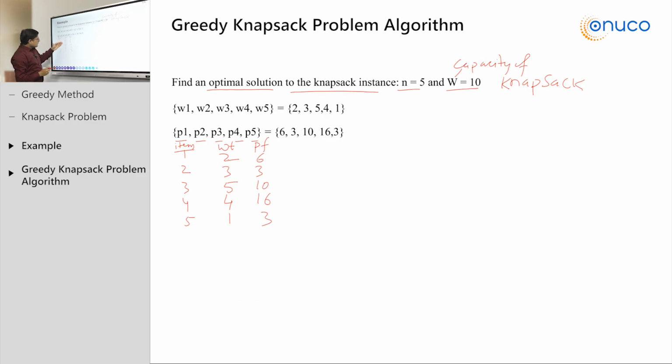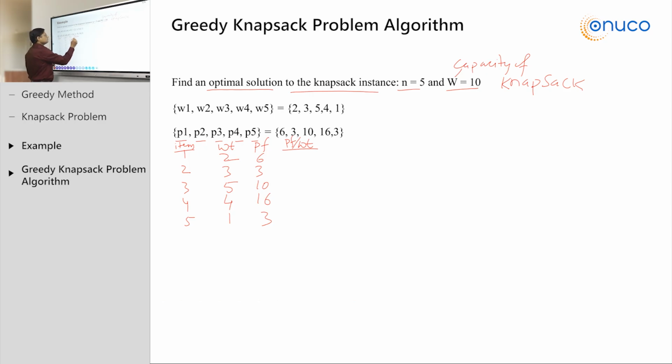Look, we have items of 2 kg, 3 kg, 5 kg, 4 kg and 1 kg, with their corresponding profits. But first of all, we have to make the computer understand which element has the highest profit, right? So we are going to find the profit divided by weight ratio.